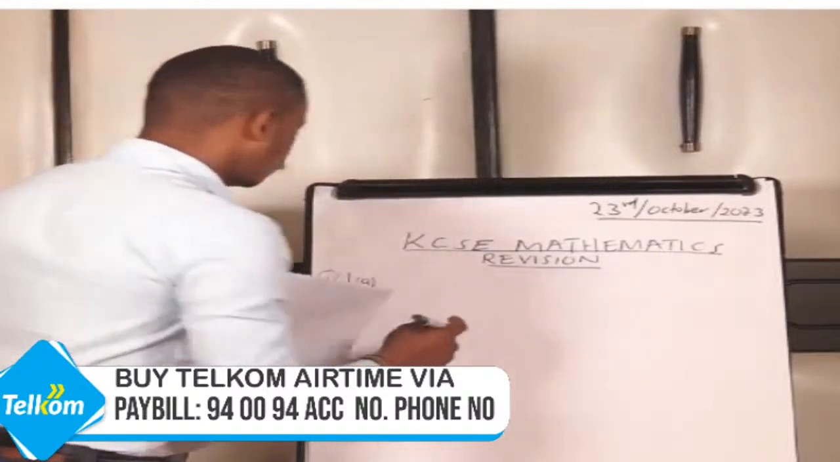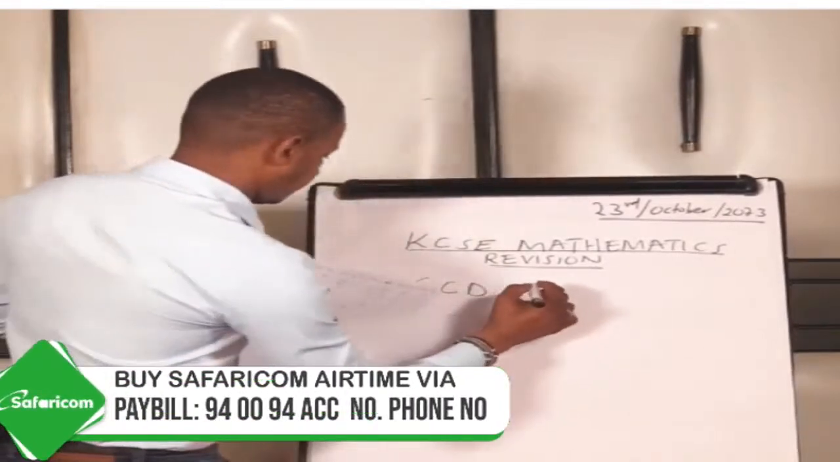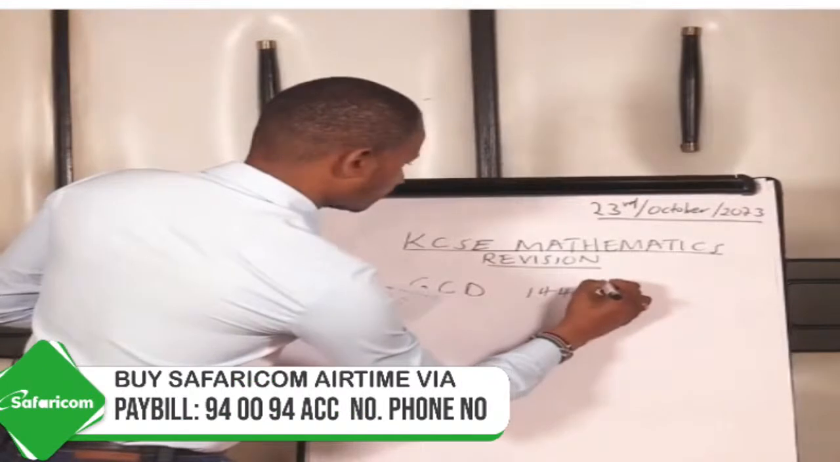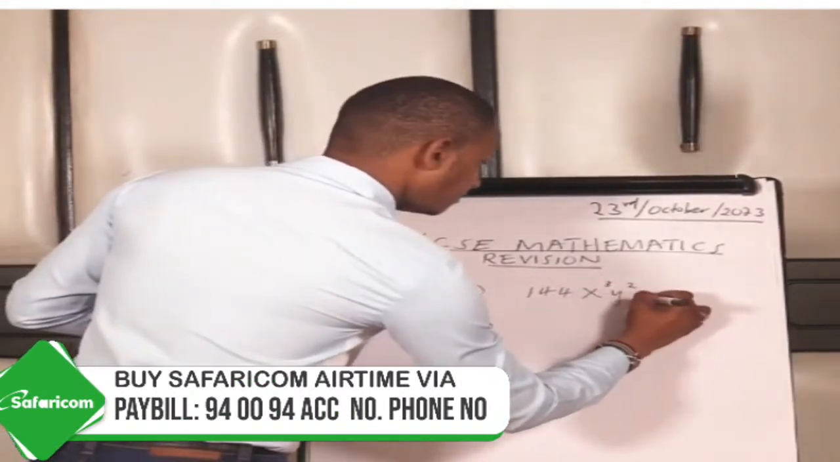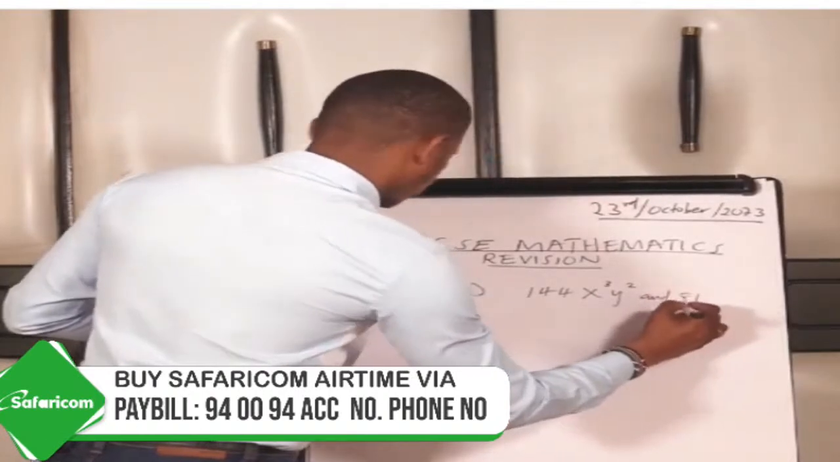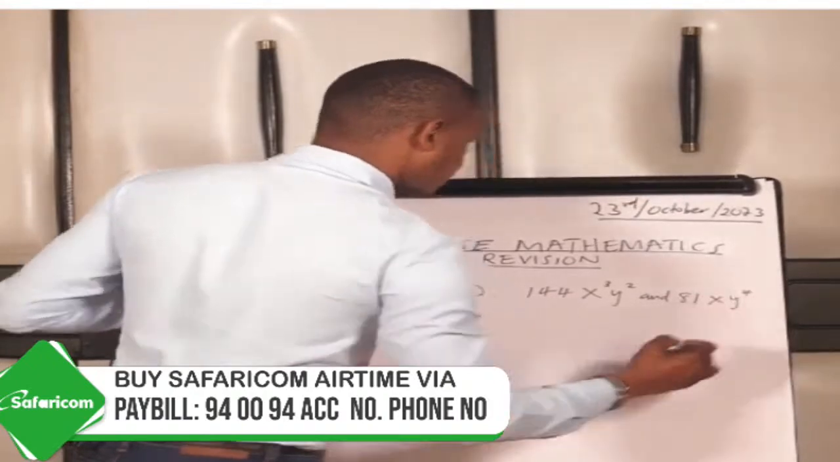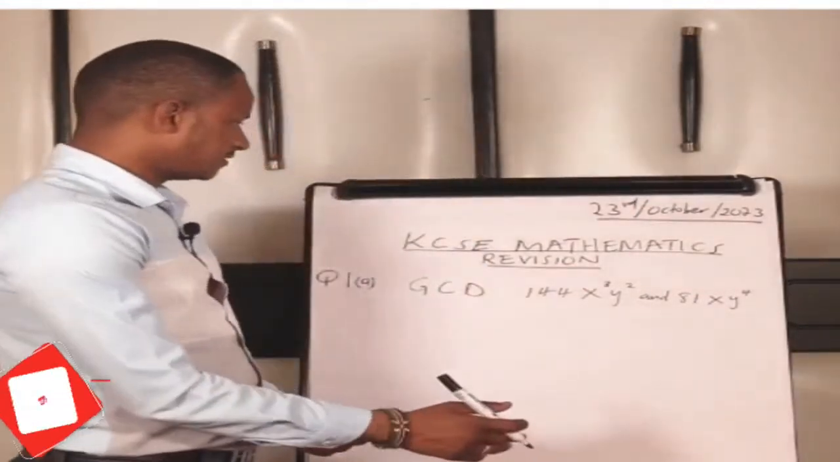Raised to power 4. So the question wants the GCD of 144 x cubed y squared and 81 x y raised to power 4. So this is a simple class.